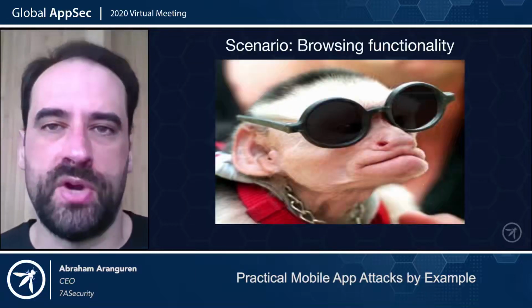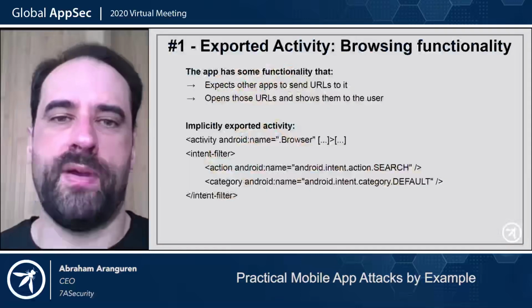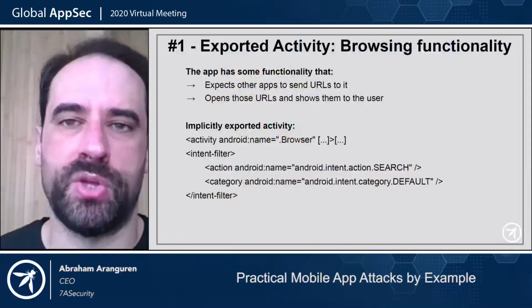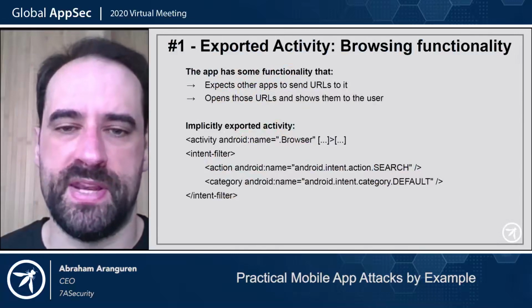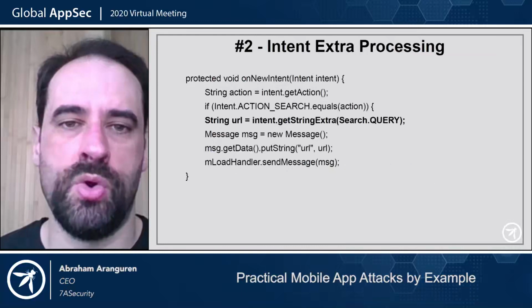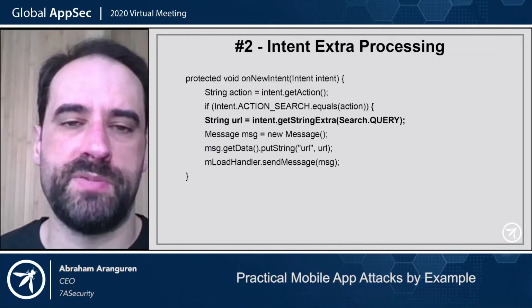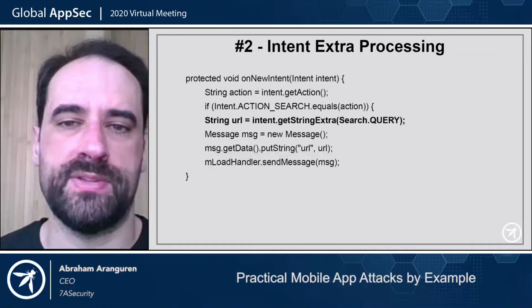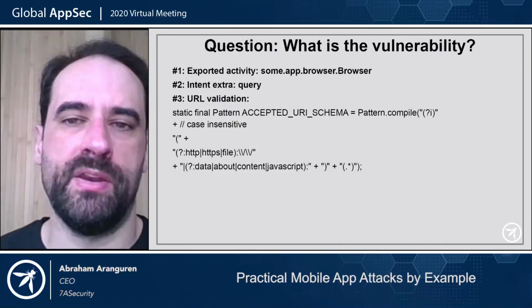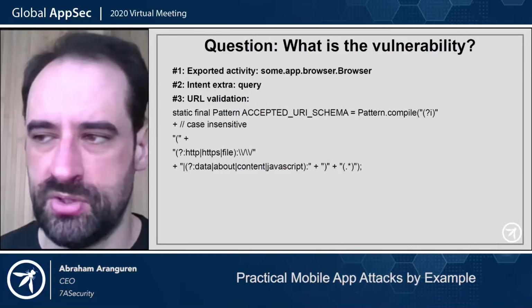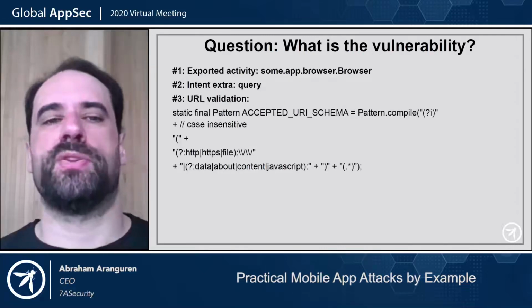And then another one about data exfiltration. If we have browsing functionality, right? So we have an export activity. There's a browser. There's an intent filter, and here we have this, right? Basically checking what the URL is being passed in this query intent extra. And then you need to figure out what the vulnerability is. So just pause the video here and try to guess by yourself.